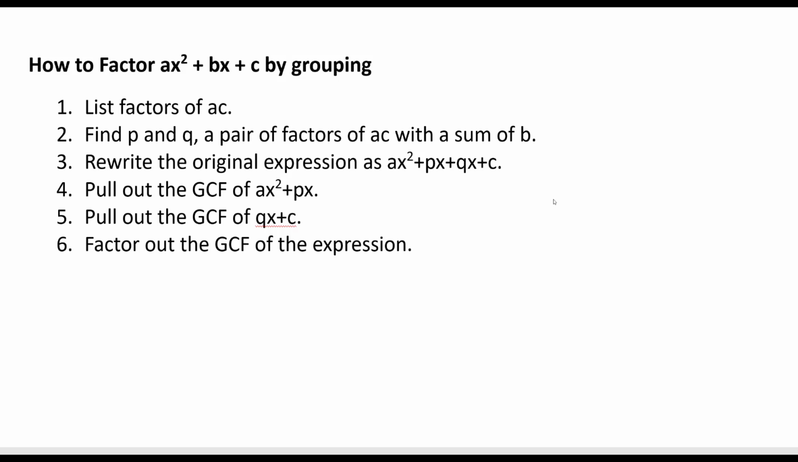So again, here's the step-by-step. List the factors of AC. Find P and Q, a pair of factors of AC with the sum of B. Rewrite the expression as ax squared plus px plus qx plus c. Pull out the greatest common factor of ax squared plus px. Pull out the greatest common factor of qx plus c. Then factor out the greatest common factor of the expression.